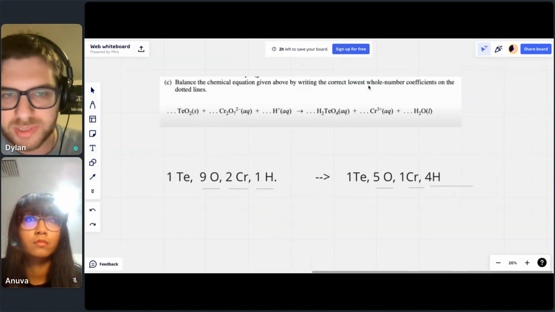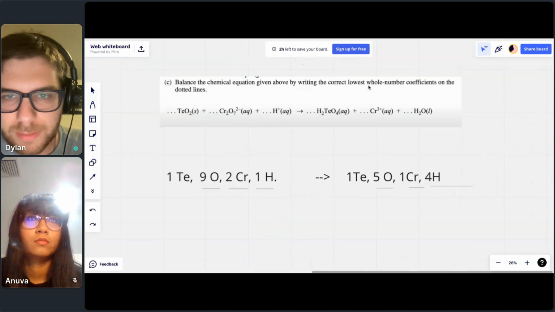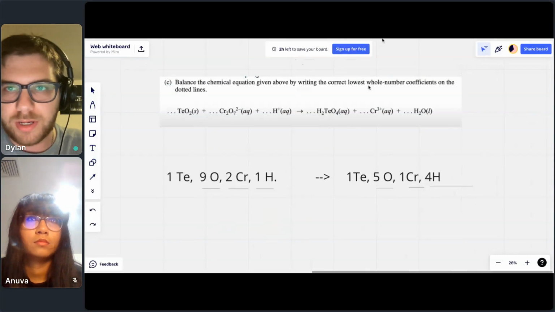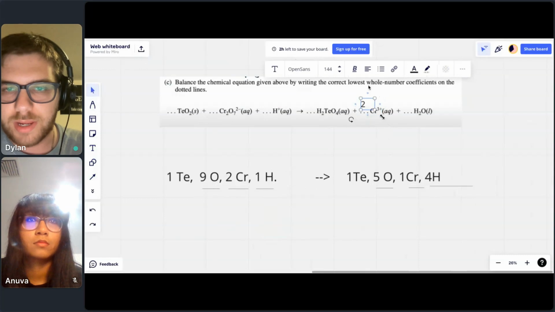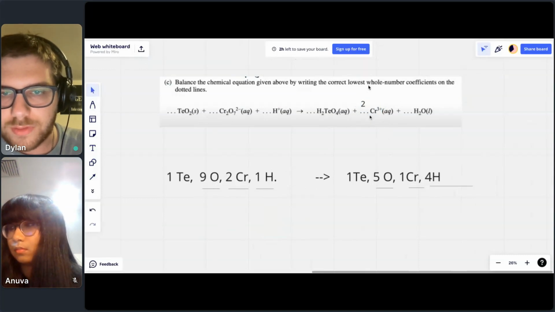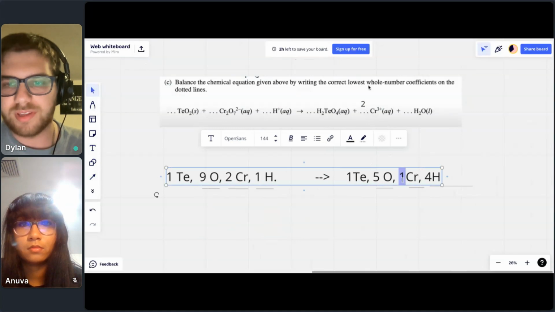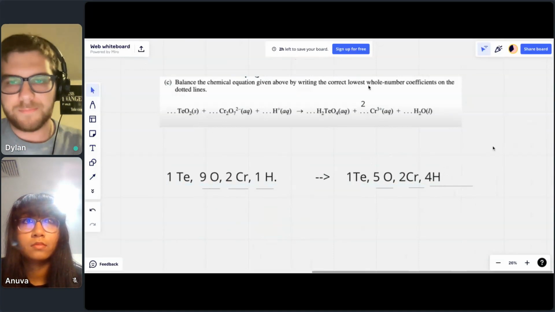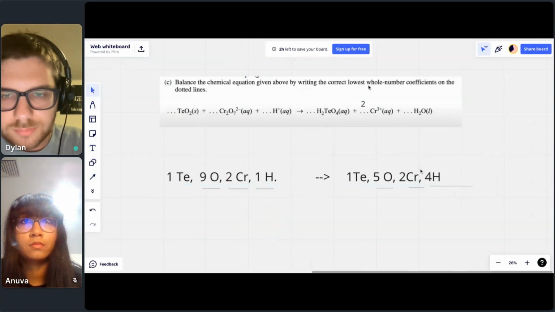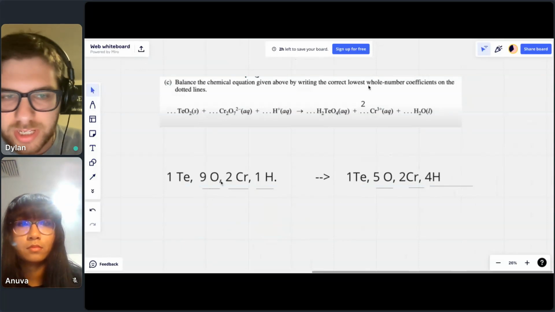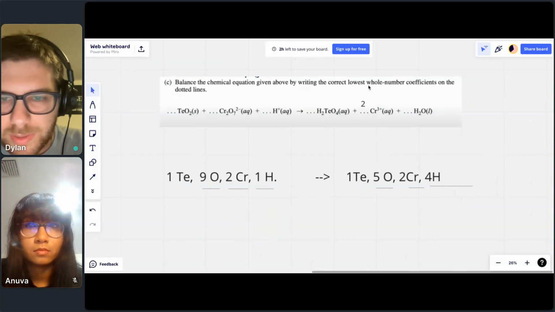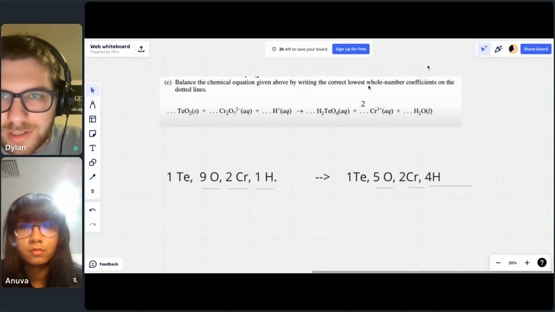So let's see where we can start with this. I would say we can balance out our chromiums by putting a 2 right here. Now the way it stands, we have 2 chromiums on both sides. Beautiful, right? That's the first step. Now let's look into balancing these oxygens, and that can get a little tricky, right? Because we have 5 oxygens here.